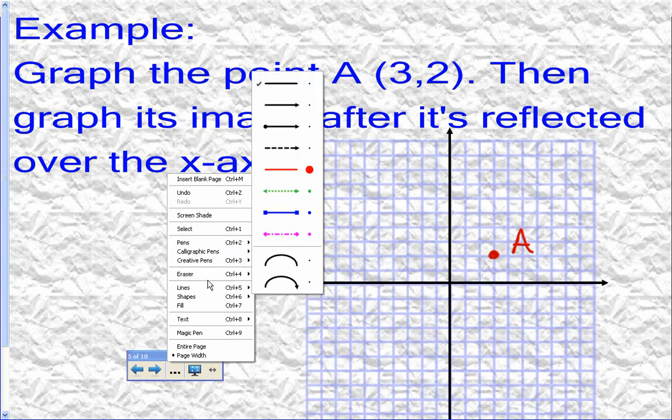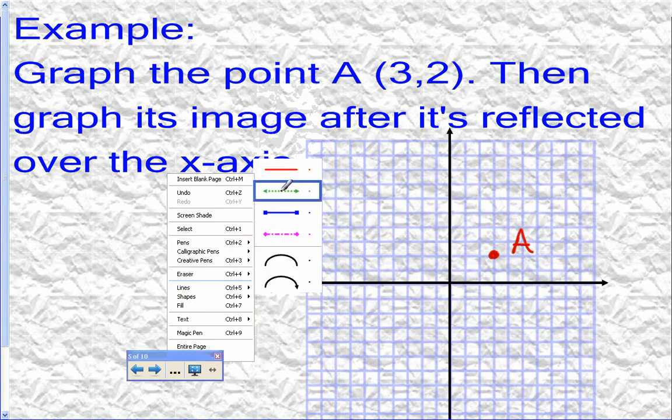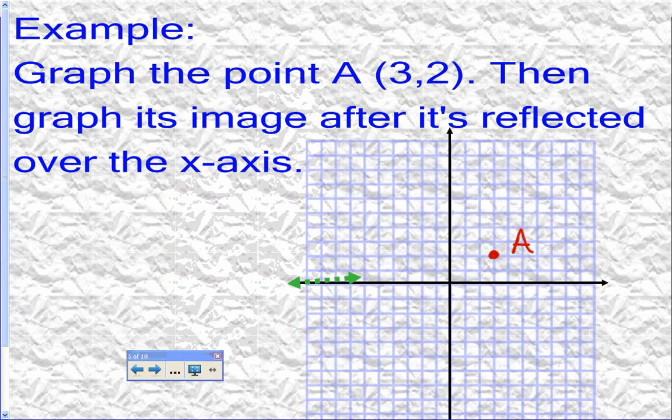It's not difficult, but this is where I see the most problems in this lesson, is people not paying attention to what they're reflecting over. So you need to read carefully to see what it is you're reflecting over. In this case, I'm reflecting over the x-axis. So how do I reflect A over the x-axis?